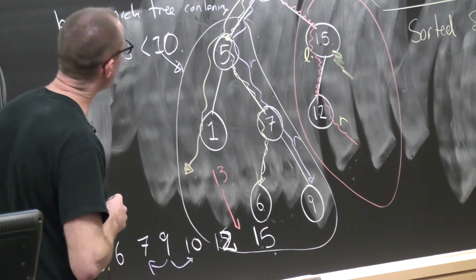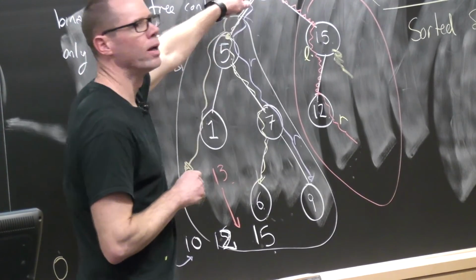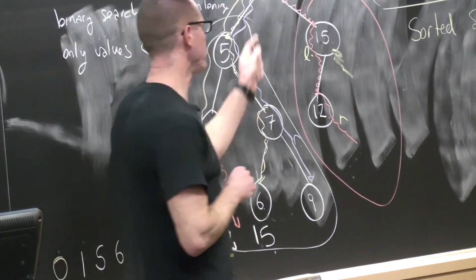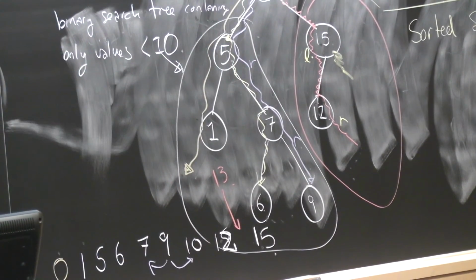So that implies a few things. If you want to know what's the smallest value in the tree, you just keep going left from the root. If you want to know what's the largest value in the tree, you just keep going right from the root. Okay.